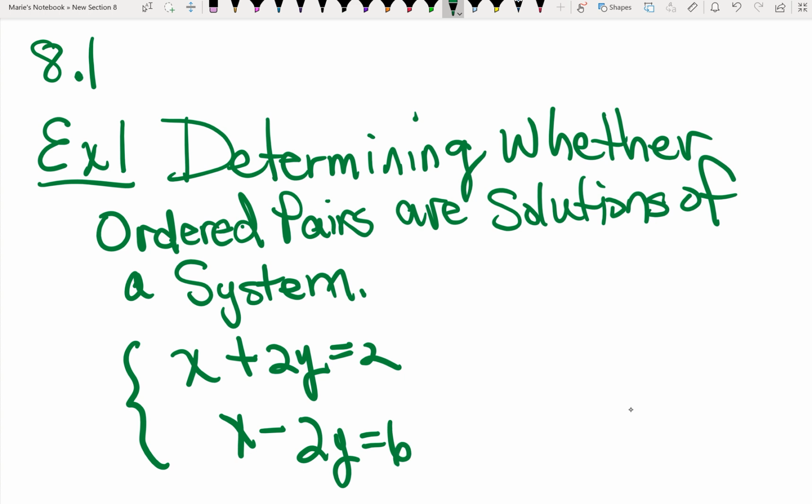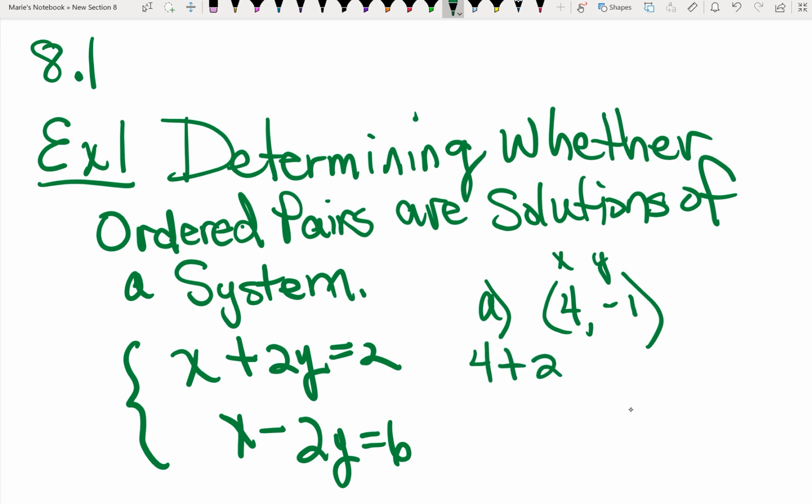What they're asking us to do is to check. So part A, they give us a coordinate pair of 4, -1. So this is x, this is y. And it has to work for both. Okay, so when I plug this in, I should have 4 plus 2 times -1 is equal to 2. And the question is, is that true or false? Obviously this is true. This works, right?